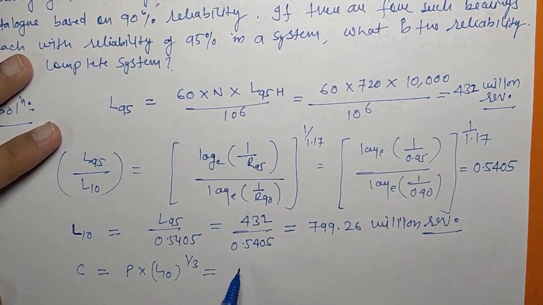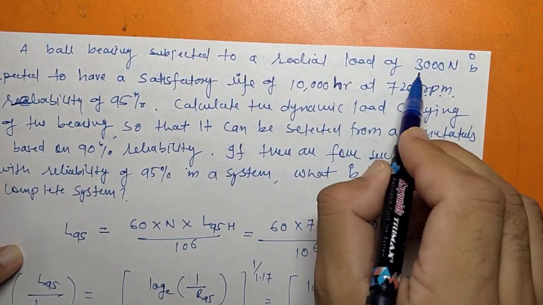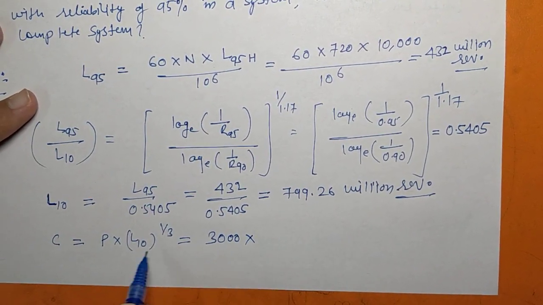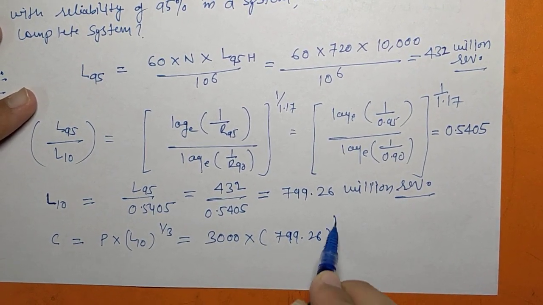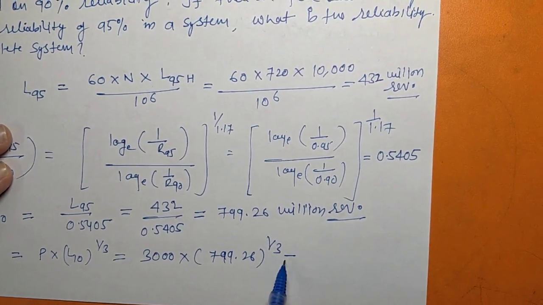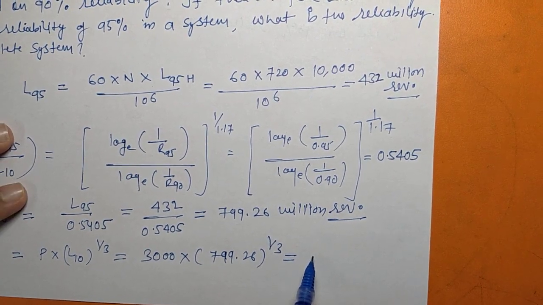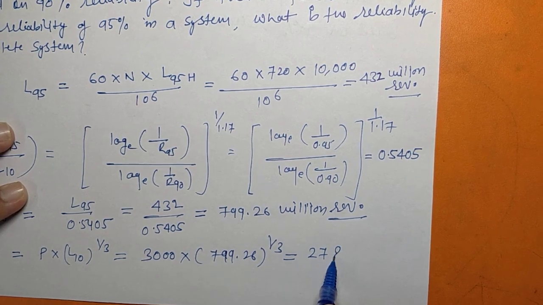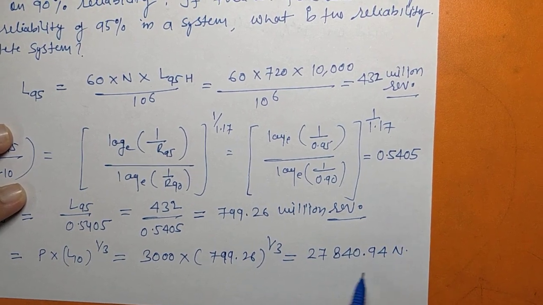So from here P is given as 3000 Newton. So we can use 3000 and L10 is 799.26, and this is raised to 1 by 3. If we solve this, we'll get the dynamic load capacity C equals 27,840.94 Newton.